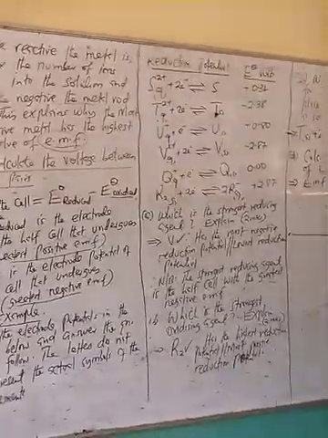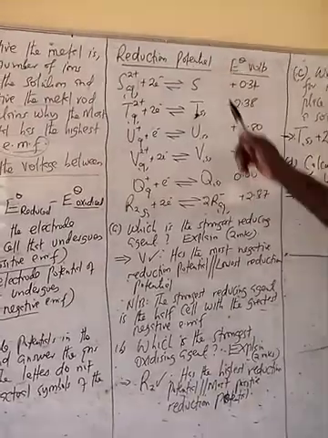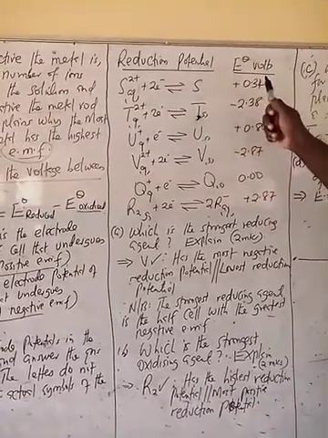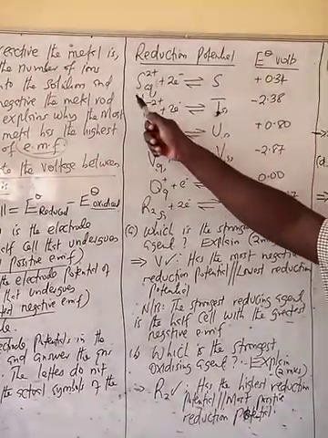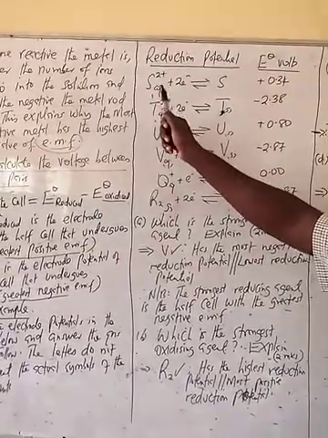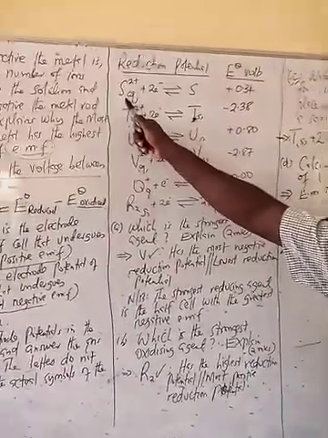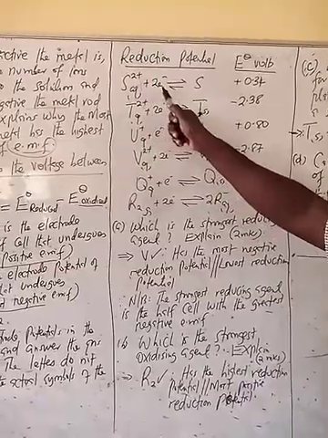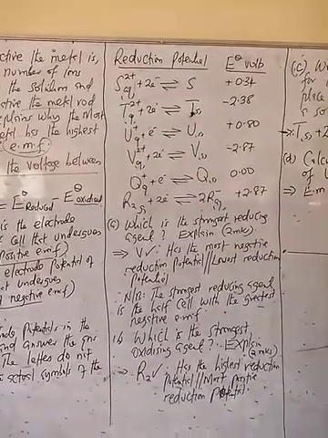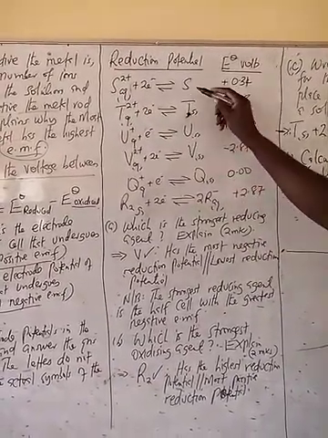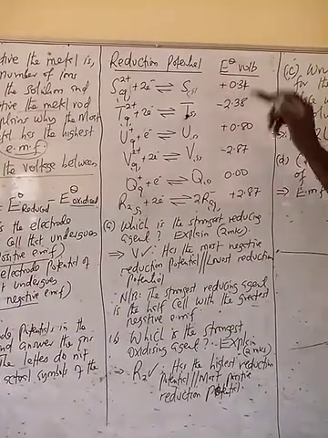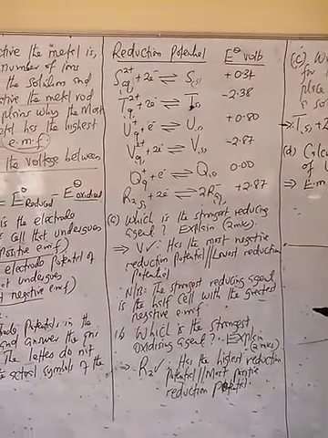So you have been given a table here. This table is a table of reduction potentials. This is S. S does not represent any element, but S is a letter. So S ions will receive 2 electrons to produce solid S. And the electrical potential there is 0.34.